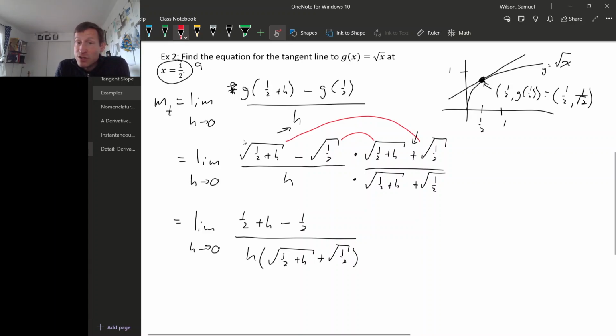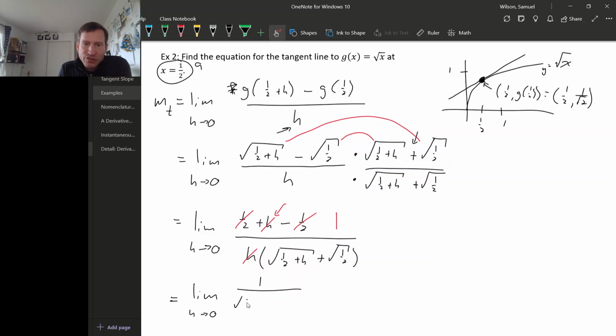All right. Now in the numerator, we have a plus 1/2 and minus 1/2, so those cancel. And now the only thing left in the numerator is h. And so finally, we can cancel the h. Remember, when you're canceling a common factor in the numerator and denominator of a fraction, it's 1 that's left over when you cancel everything. So what we're left with is the limit as h goes to 0 of 1 over square root 1/2 plus h plus square root 1/2.